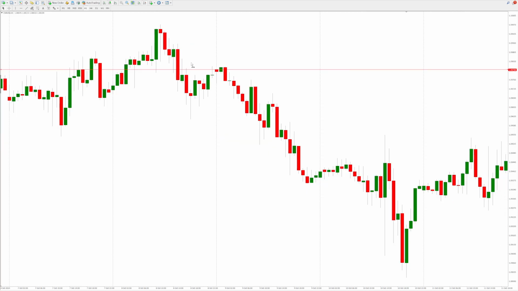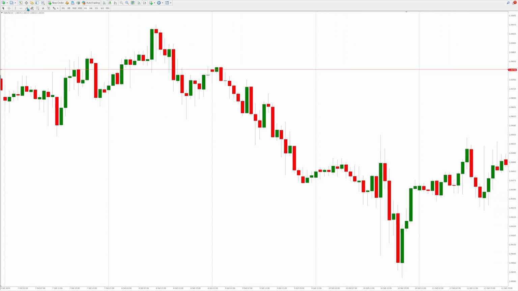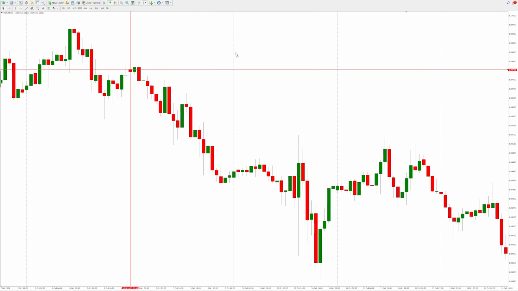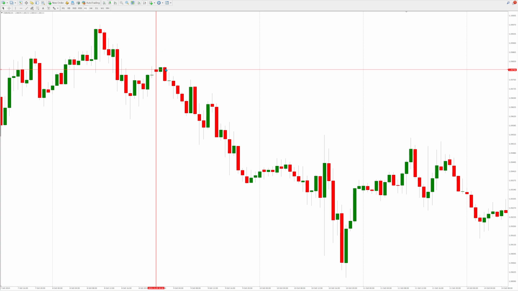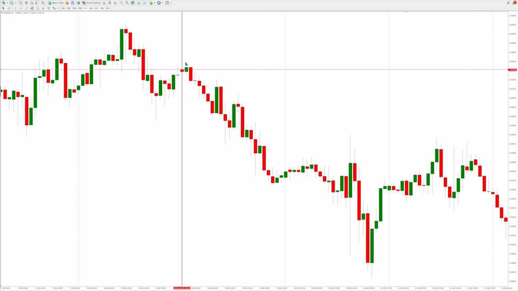So how does the daily open strategy work? Let me just mark a line so we know where we are here. When you've marked the daily open, we're just going to watch how price reacts around this level. We can see that this is a 1 hour chart, by the way.